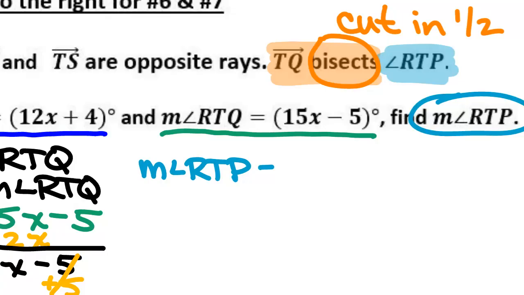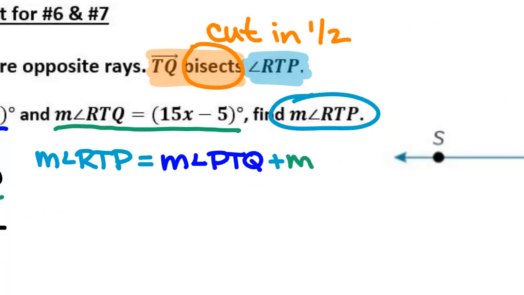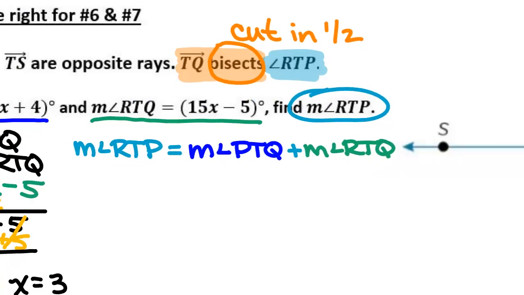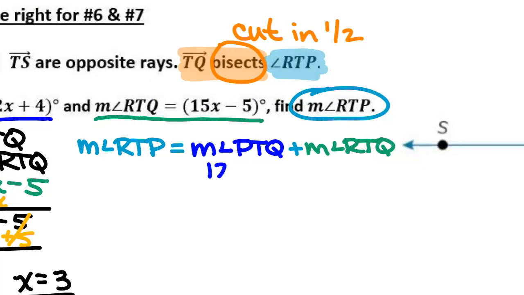is equal to the measurement of angle PTQ plus the measurement of angle RTQ. Angle PTQ was 12x plus 4, and RTQ was 15x minus 5.